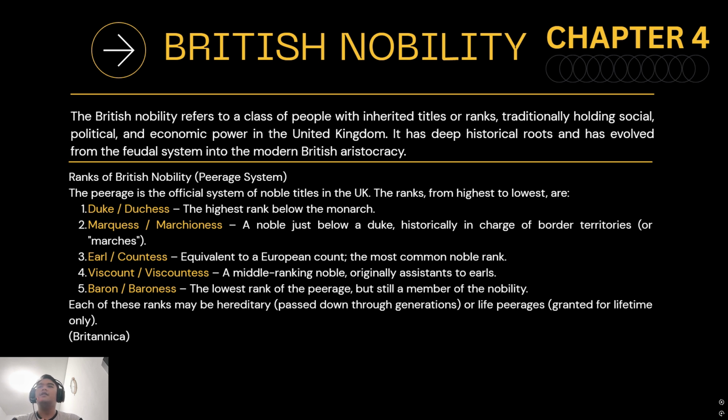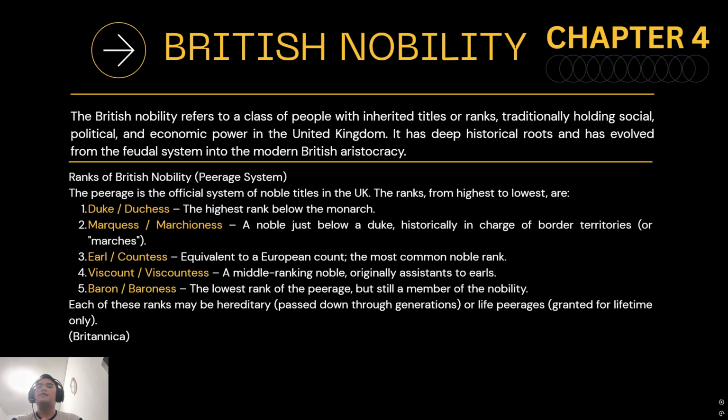Ranks of British nobility: the peerage system. The peerage is the official system of noble titles in the UK. The ranks from highest to lowest are Duke and Duchess. This is the highest rank below the monarch. And then there's also Marquess and Marchioness, a noble just below a duke, historically in charge of border territories, or marches. And then there is Earl and Countess, equivalent to a European count, the most common noble rank.